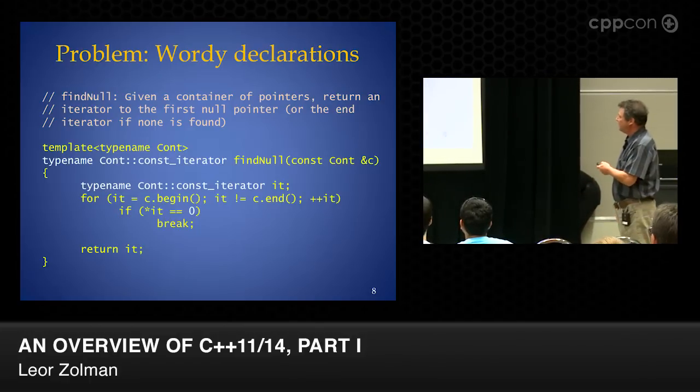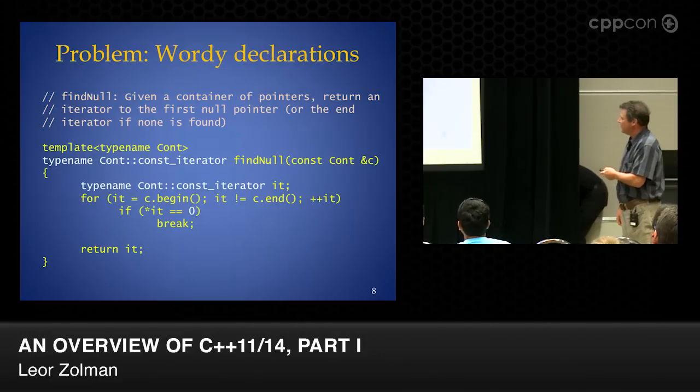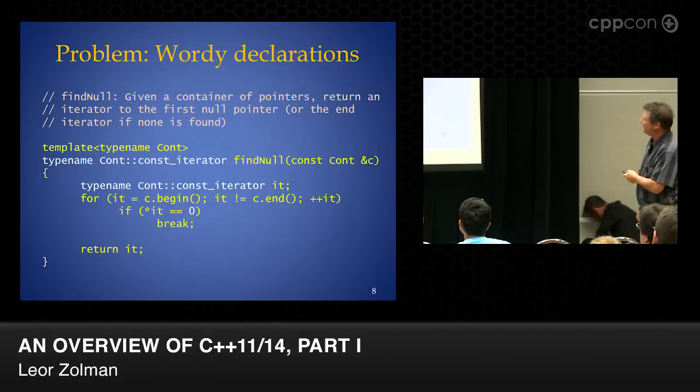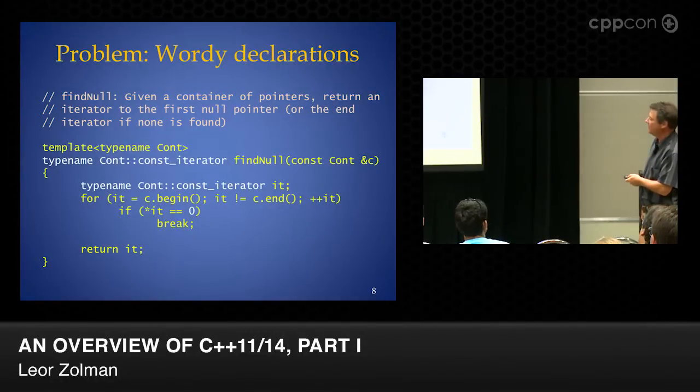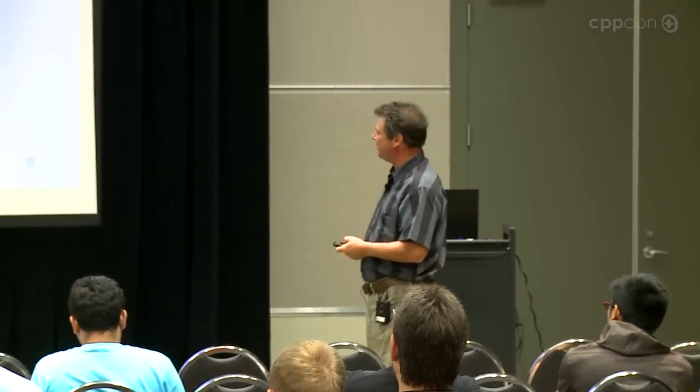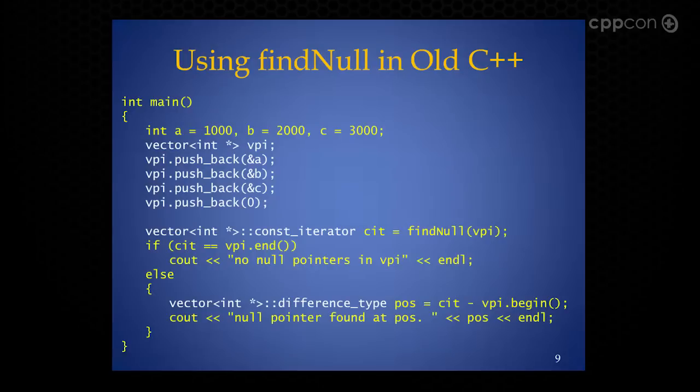Then I do pretty much a simple loop looking for that value. When I find a null in there, then I break out of the loop and I return the iterator to it. And if I never find it, then it ends up equal to end, and I return that. So that's my C++98, old C++ find_null function template.